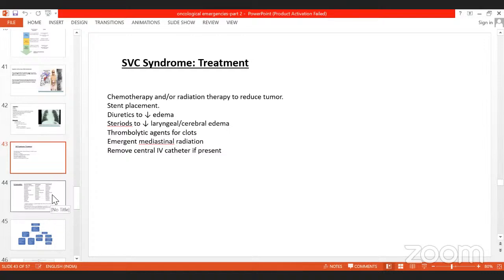And if any central IV catheter is causing this, then we can remove the central IV catheter. So apart from treating the cause, we can give chemo and radiation. Radiation is mainly given to reduce the symptoms instantly.